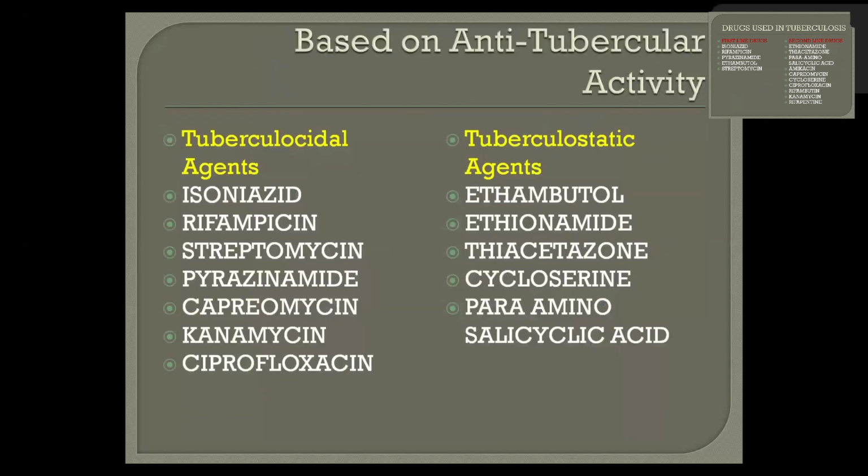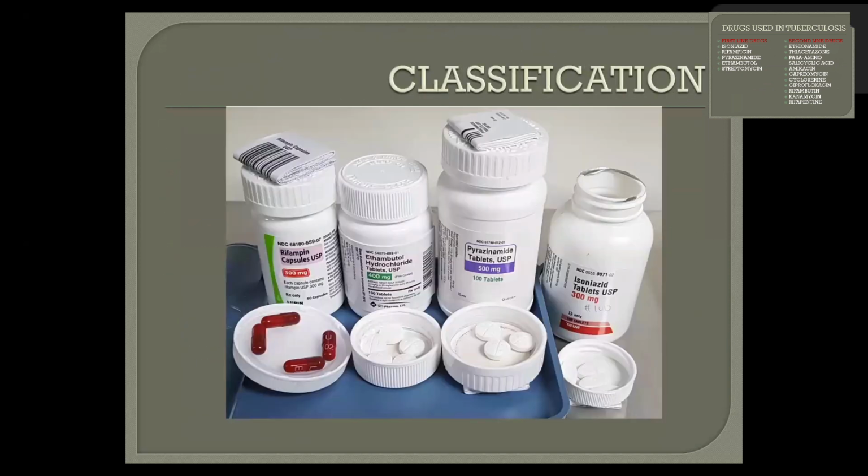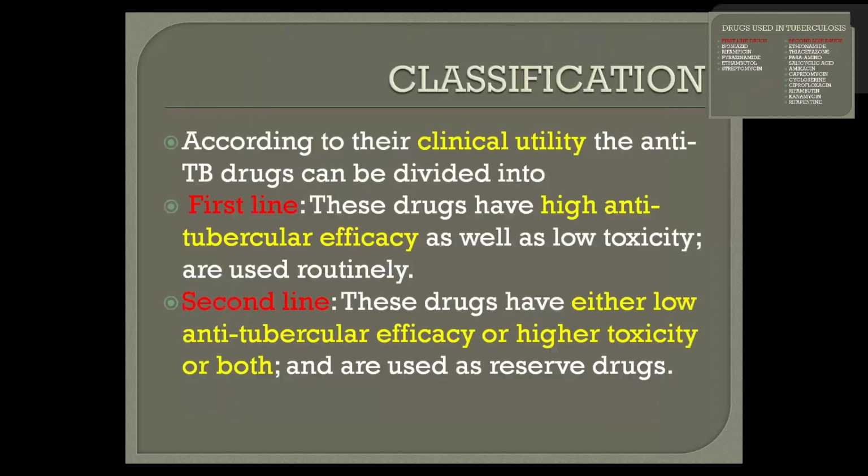So now let's revise. Today we have discussed the classification of anti-tuberculosis drugs. Based on their clinical utility, they are classified into first line drugs and second line drugs. First line drugs have high anti-tubercular efficacy and low toxicity, and these drugs are used routinely. Second line drugs have either low anti-tubercular efficacy or higher toxicity. Sometimes they show both characteristics, low anti-tubercular efficacy and higher toxicity. They are used as reserve drugs.